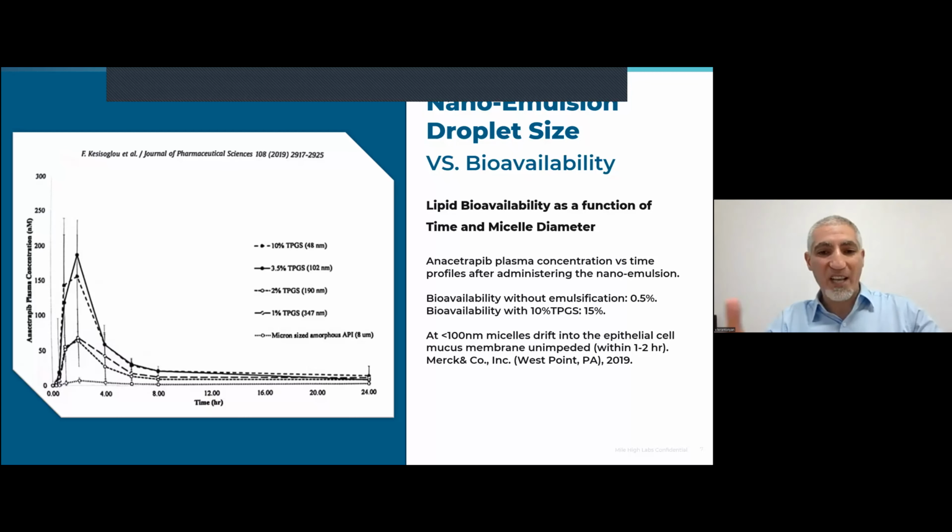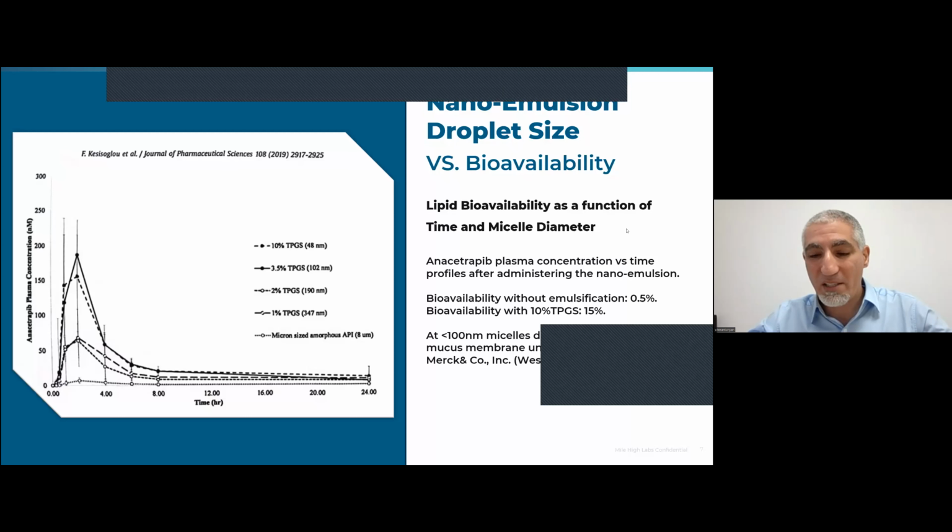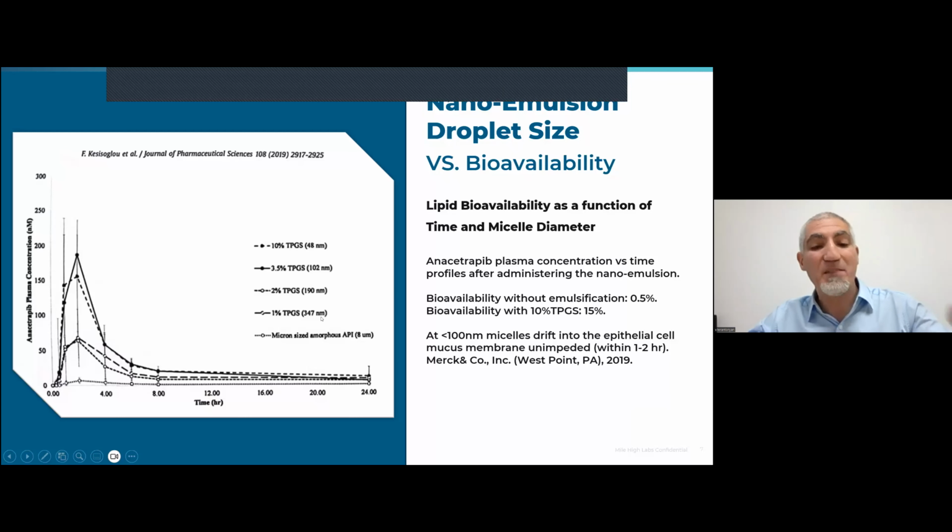Then, the scientists encapsulated this drug in 1% vitamin E TPGS emulsifier and got a 347 nanometer particle size. And then they emulsified in 2% TPGS, got 190 nanometers, then 3.5% and 10% TPGS, and got smaller and smaller in terms of particle size.